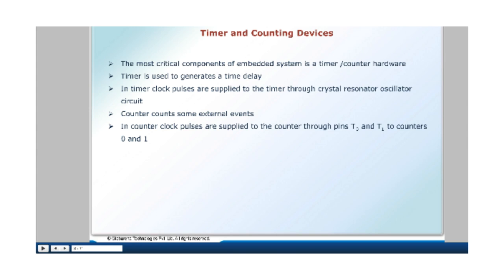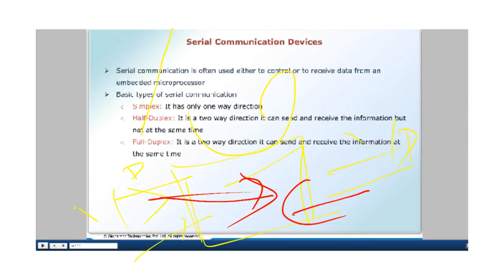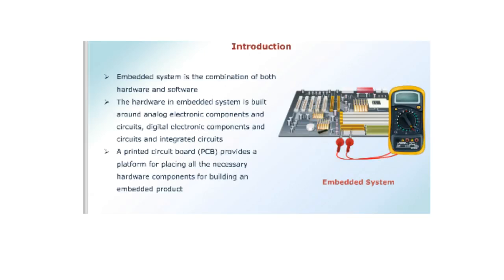These are all the embedded hardwares: embedded analog electronic components, embedded digital electronic components, serial communication devices, and wireless and parallel ports. What is meant by introduction to the embedded system?